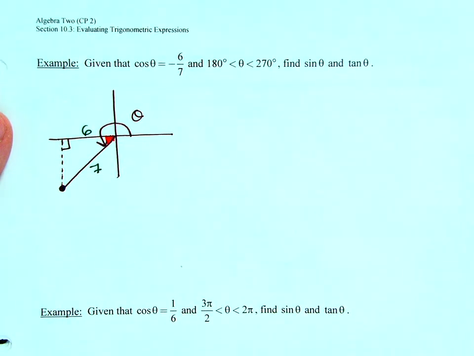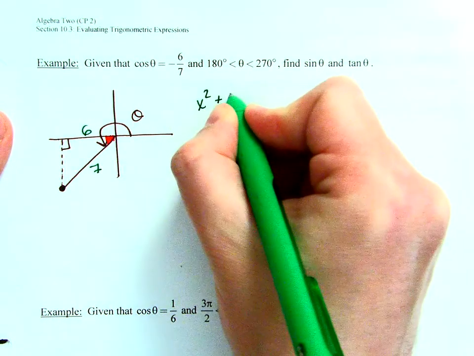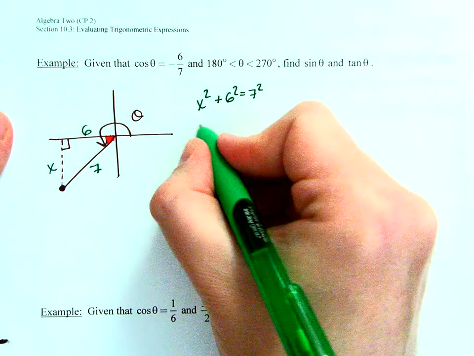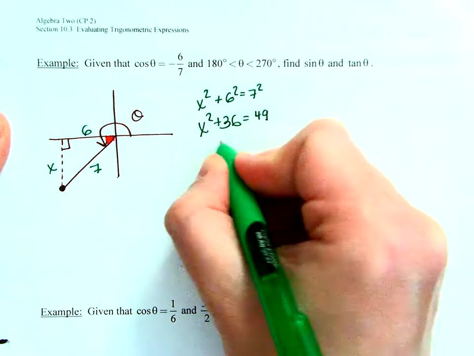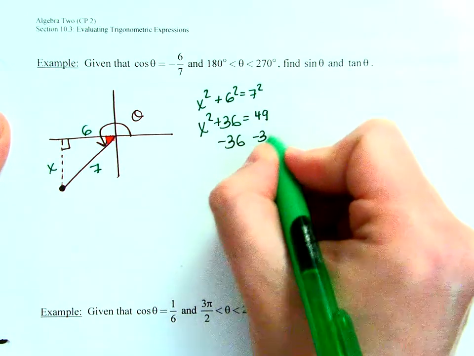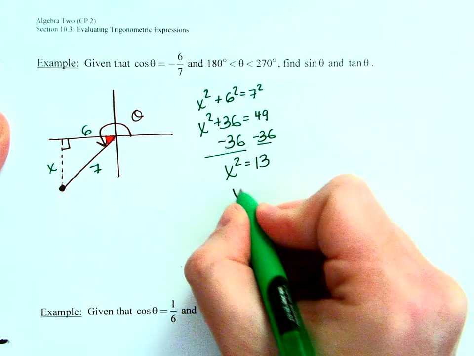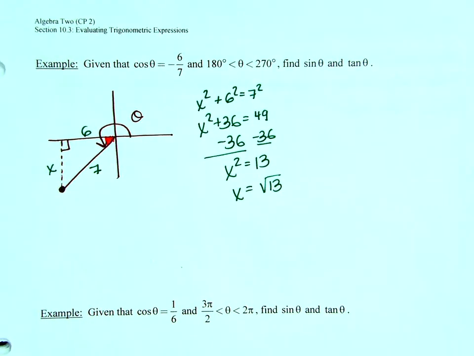I can find the other side by using the Pythagorean theorem. I can say x squared plus 6 squared equals 7 squared. We'll call this x for right now. x squared plus 36 equals 49. I'll subtract, and we're going to get x squared equals 13. x equals, remember, I don't care about the plus or minus here because they're distances and distances have to be positive. We're going to say square root of 13.